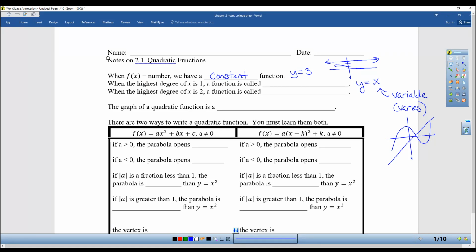When the highest degree of the x is 1, we call it a linear function. So if you have y is equal to 3x plus 2, this is assumed to be to the first power. So that is a linear function. It's going to make a line. Today, we're going to be studying quadratic functions, which is what we call it when the highest degree is 2. The graph of a quadratic function is a parabola.